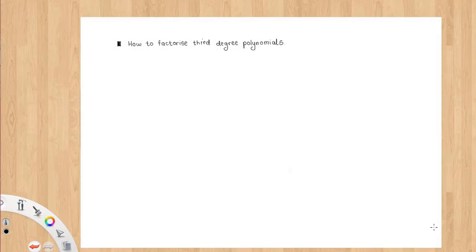In this video, we're going to look at how to factorize third-degree polynomials. Factorizing a cubic function basically helps us to find the x-intercepts of our graph. So let's say you are given the function 2x cubed minus 5x squared minus 2x plus 5, and you're asked to solve for x. The first step that you're going to take is to set this equation equal to 0.